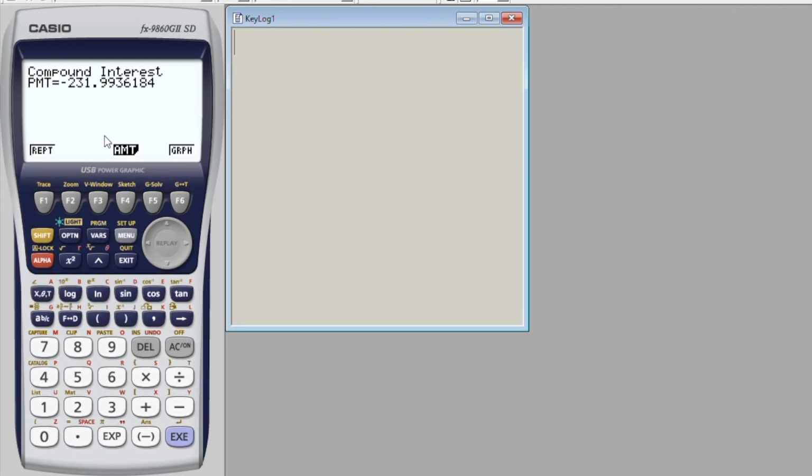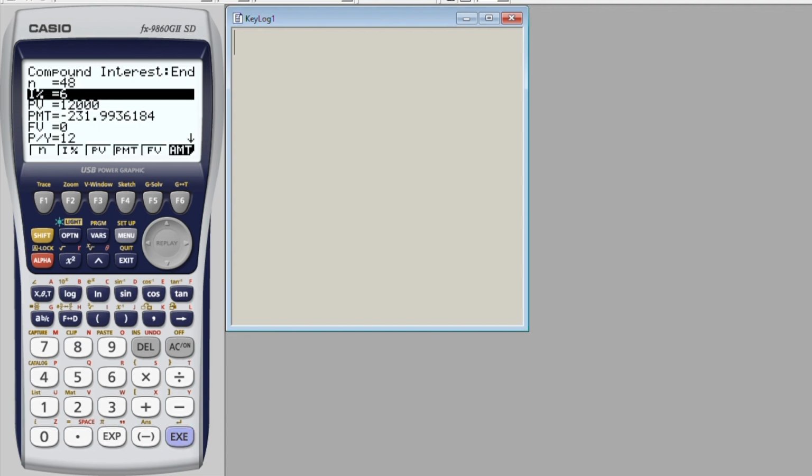Now here, this is what we have found from the previous question. So we need to exit this and just change our values from here. In this case, n is now 48. Your interest is 8.25. The present value now is 20,000. Your PMT is something that you have to find, so I'll just put it 0. Future value is 0, and P over y and C over y are 12.